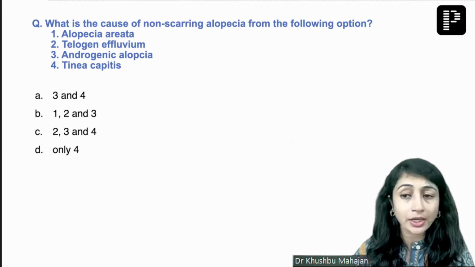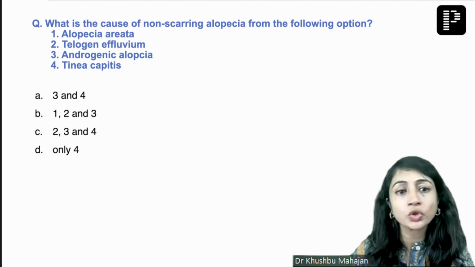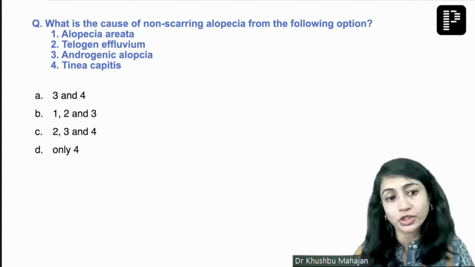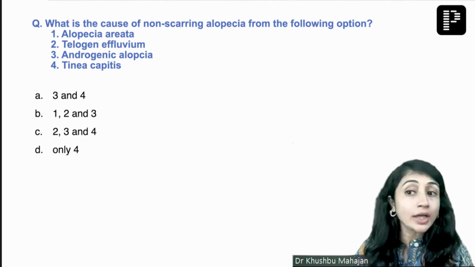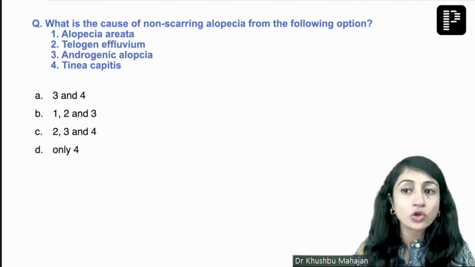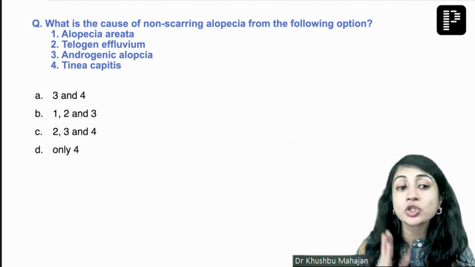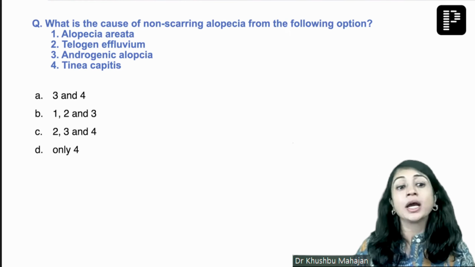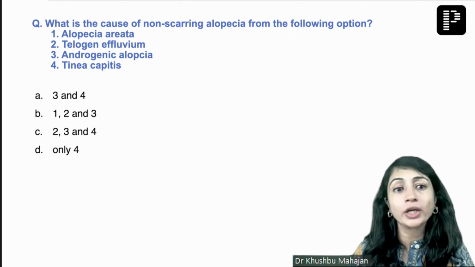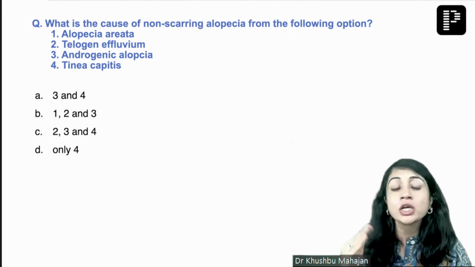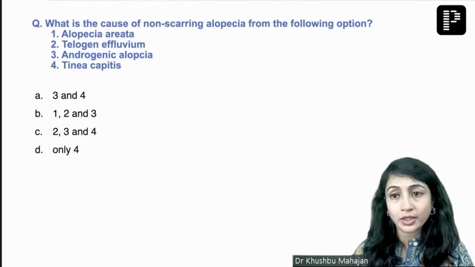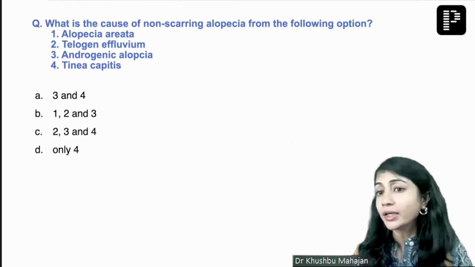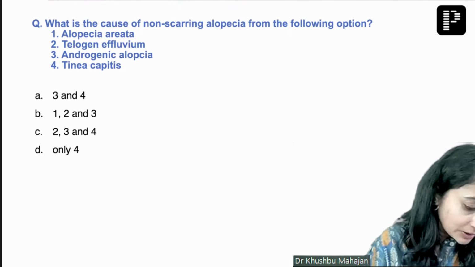Now, the confusion was with tinea capitis. Tinea capitis can cause both non-scarring and scarring alopecia. So here, the answer would depend on the options which have been given. Now, I do not have any option of all four. If there was an option of all four, I would have marked that. But since there is no option of all four, I consider that probably the examiner is talking about the scarring kind of tinea capitis, and so I will mark option B, or option 1, 2, 3. Or if the question was, which of the following is not a cause of non-scarring alopecia, and these were the options, you would mark tinea capitis, because alopecia areata, TE, and androgenetic alopecia are strictly non-scarring alopecia.